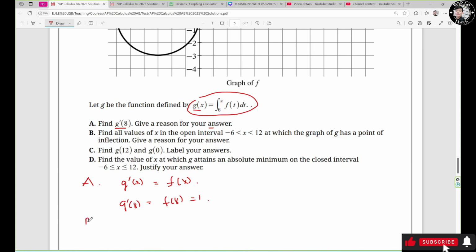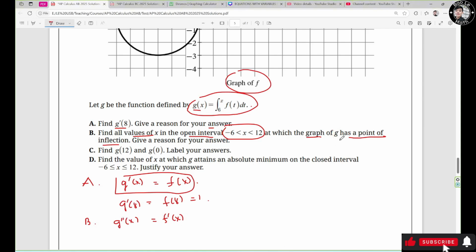Now, let's move on to question B. Find all values of s in the open interval -6 to 12 at which the graph of g has a point of inflection. When it comes to a point of inflection, you need to calculate the second derivative. So g double prime of s is going to be f prime of s. You just take the derivative of this guy right here. Now f prime of s means the rate of change, or the slope, of the function f. In order for the function g to have a point of inflection, g double prime of s must change sign from positive to negative, or negative to positive.